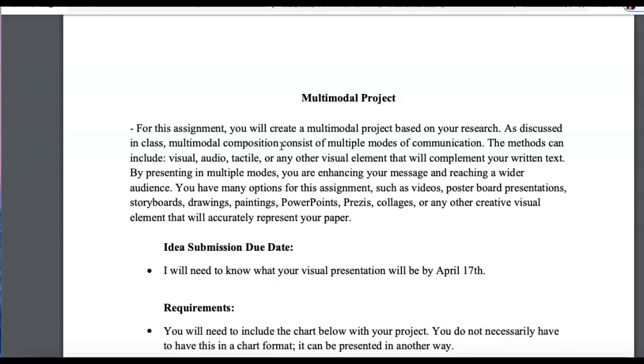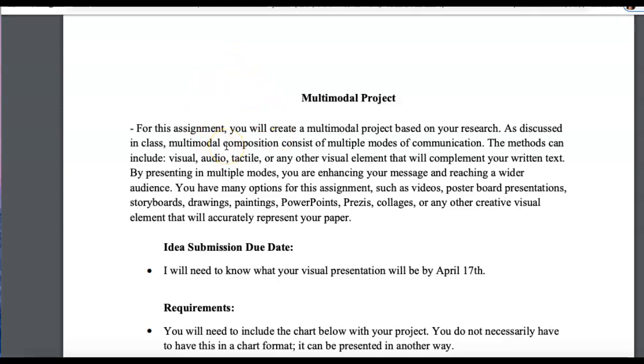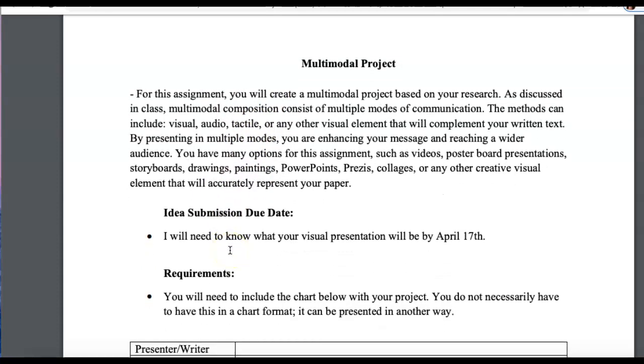Really, the multimodal composition is basically how you can use something visual to project your message. Okay, so not just only written, but something that is visual, like visual rhetoric. Okay, so you're taking your paper, you're taking your argument, and you're creating something visual. You're kind of bringing it to life. Okay, so I'm going to show you some examples here in just a little bit.